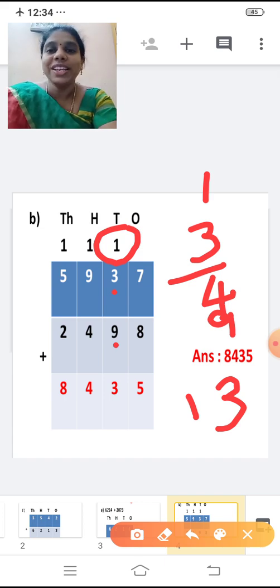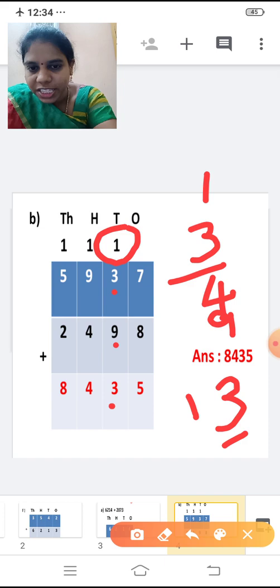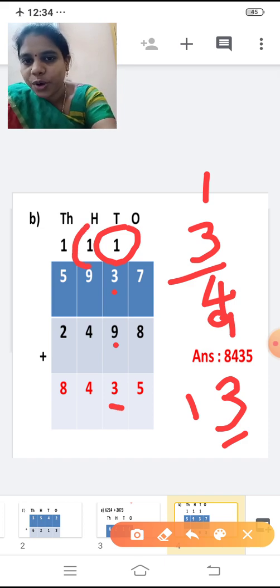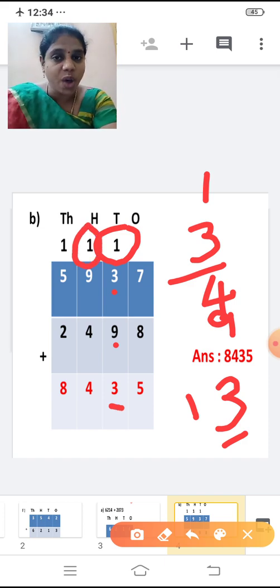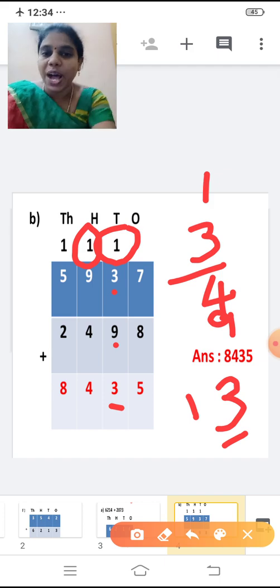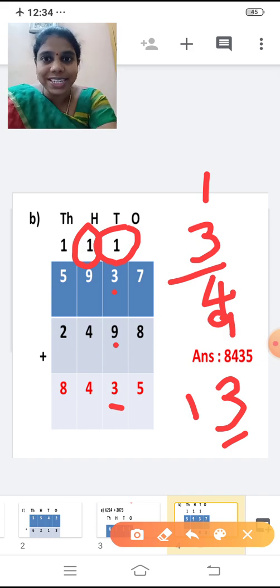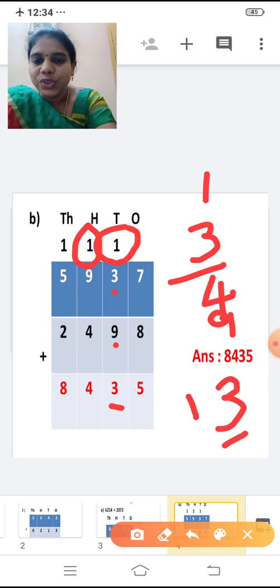What you have to do? Now write 3 here in the tens place, and 1 you have to carry forward to the next hundreds place, isn't it? So first what you have to do? First take the two numbers 1 and 3. 1 plus 3 is 4. Now add 4 with 9. The third number is 9. 4 plus 9 is 13. So, as it is a two-digit number, write 3 in the tens place and carry forward the 1 to the hundreds place.